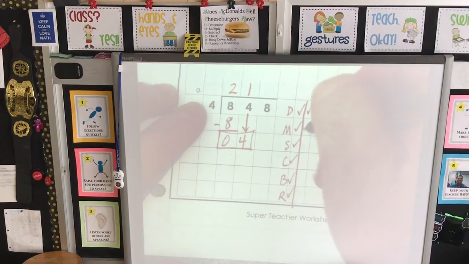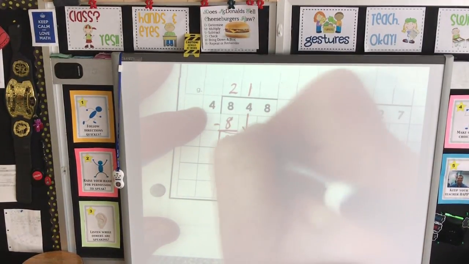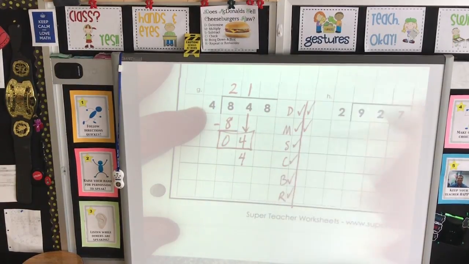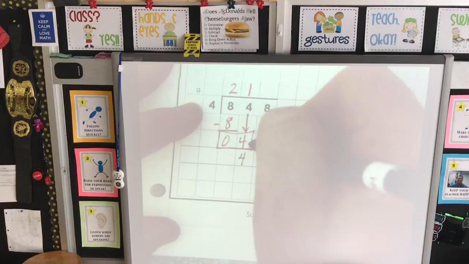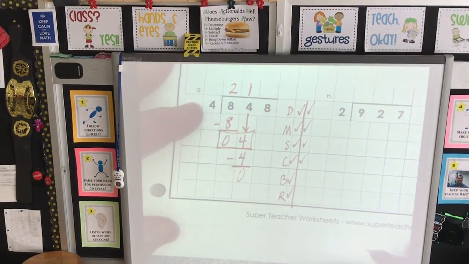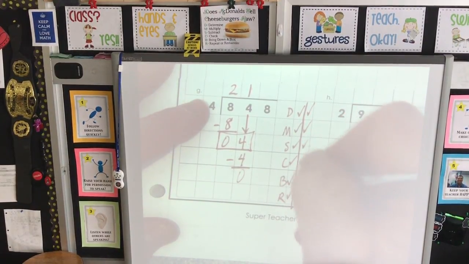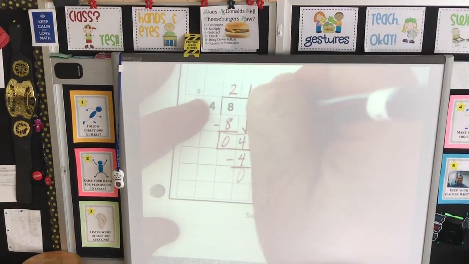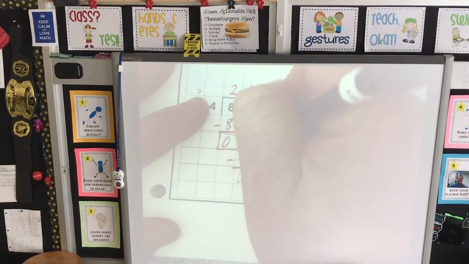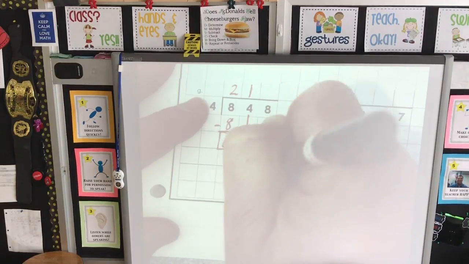Okay. M, go. Multiply 4 times 1 equals 4. S, go. Subtract 4 minus 4 equals 0. C, go. Check. Is the king happy? Yes. B, bring down and box.